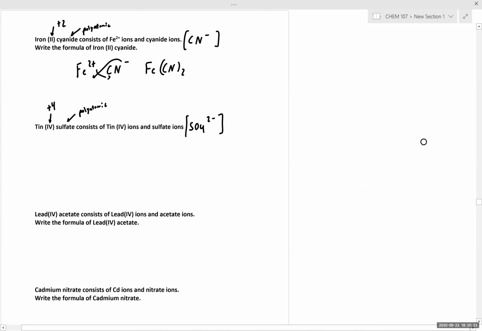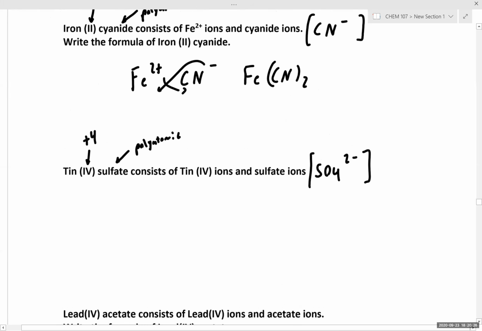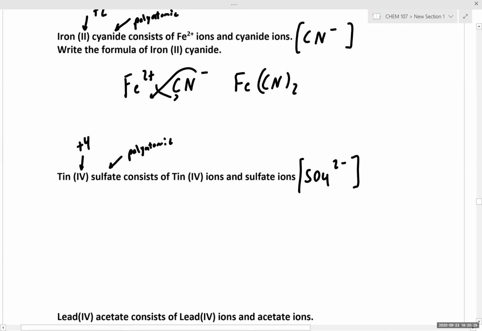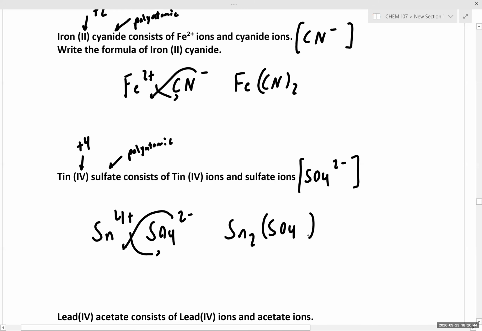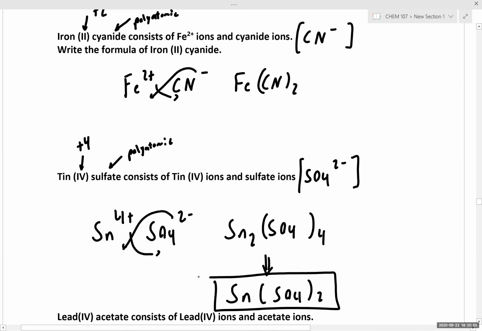Okay, let's look at tin 4 sulfate now. Tin 4, so we have Sn4+. Sulfate is SO4 2-. We cross our charges. That gives us Sn2(SO4)4. We can simplify our subscripts to Sn(SO4)2. There we go. Does this example make sense to everyone?